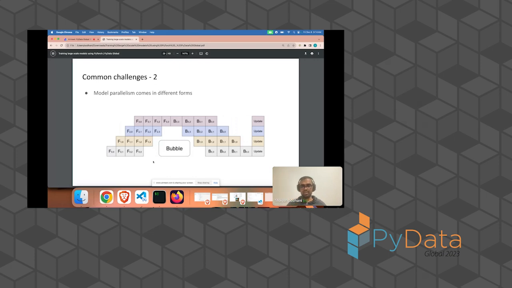So again, let's try to interpret this plot. On the x-axis, or the horizontal side, you have time ticking away. So you start with F00. F00 means that on the 0th machine, you've got the 0th batch. So at time step t equal to 0, you get that. And at time step t equal to 1, you get a new batch on the 0th machine.